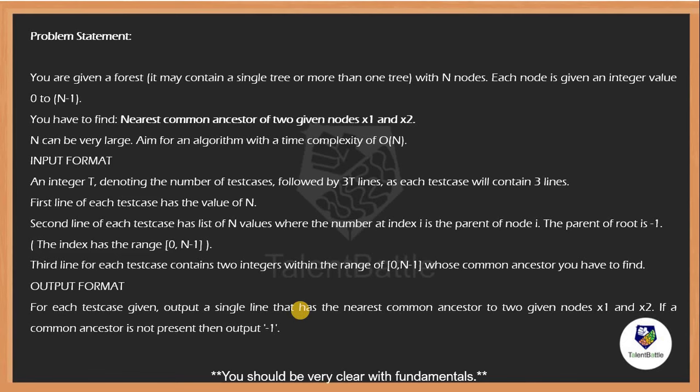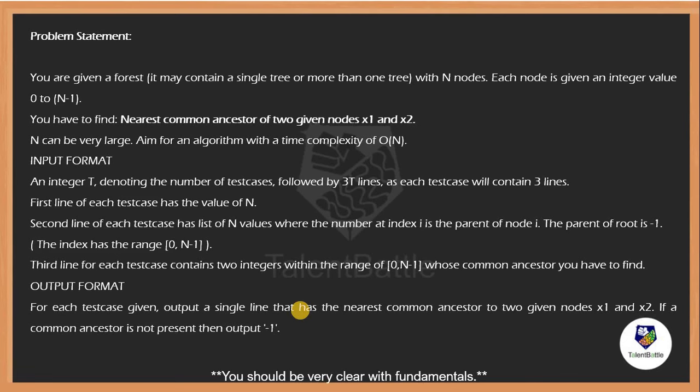Second line will have n values, where the number at index I is nothing but the parent of node I. This line is very important. And the parent of root is minus 1. And the range of index is given, that is 0 to n minus 1. Third line says that for every test case, you have to provide 2 integers within the range 0 to n minus 1 whose common ancestor we have to find.